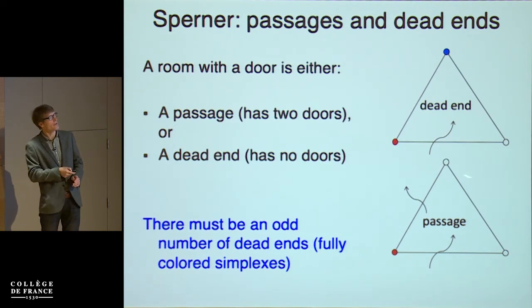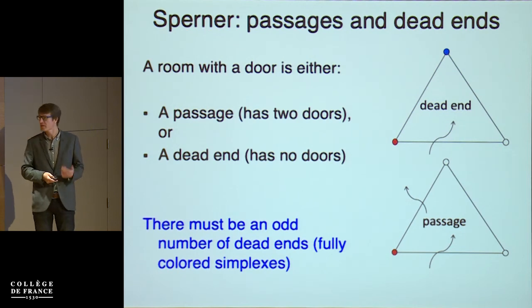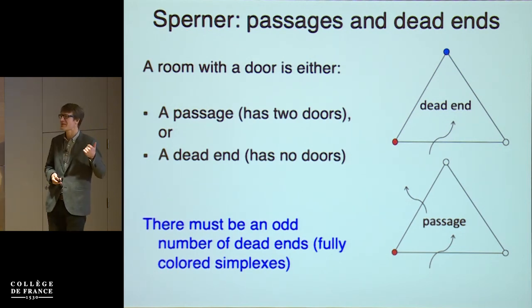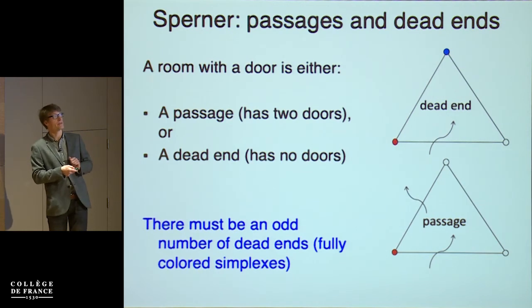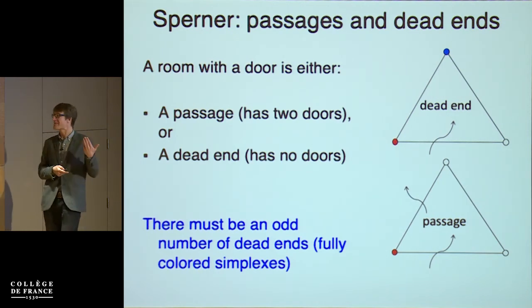For example, here you have a room with a door, like red, white, and red, white here. And this is a dead end. You have only one door inside. And what's interesting here is the dead end is exactly what we are looking for. It's a fully colored simplex, a simplex which has all the n+1 colors, and in this case, 3. This is what we want to show to exist.